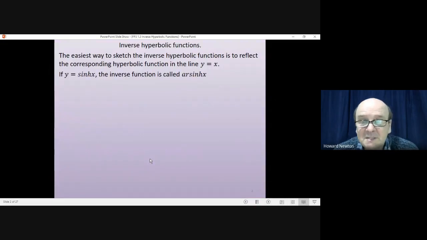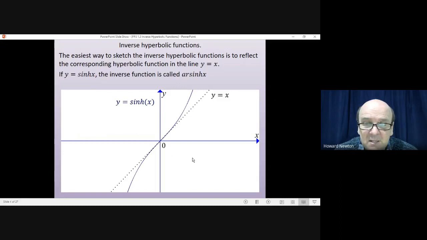The easiest way to sketch them is to reflect the corresponding graph of the hyperbolic function in the line y equals x. So for example, if y equals sinh x, first of all, the inverse function is called arsinh x, or you may see arcsinh x. Either notation is fine. sinh x looks like that. There's the line y equals x, and we just need to reflect the curve in the line. I'll let you have a go at doing that. So pause the video, do a quick sketch, and then come back to me.